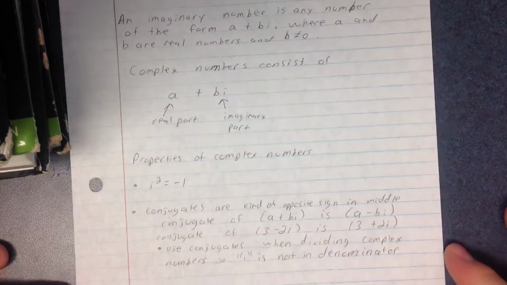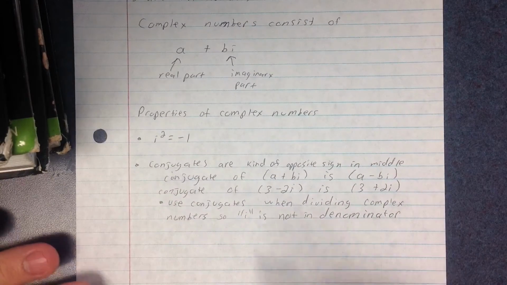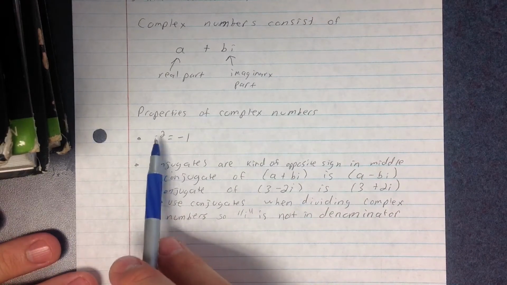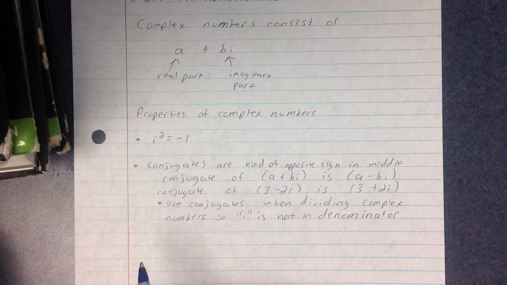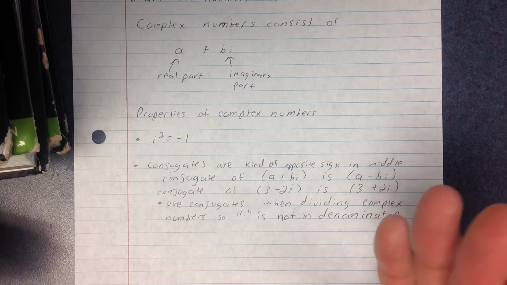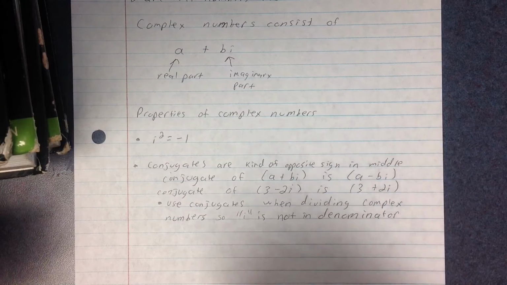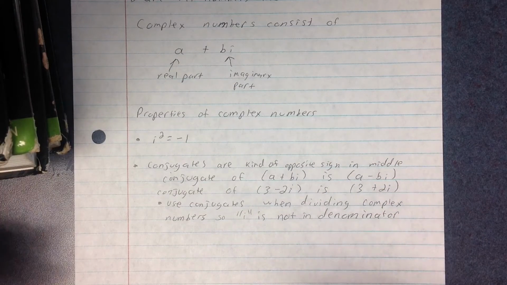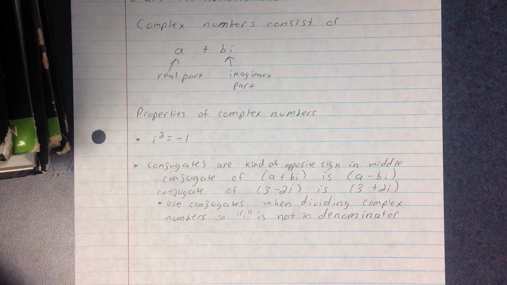Now, some properties of complex numbers that we need to be concerned about. i squared is -1, and that's just kind of a common fact that we've got to know and memorize, and we'll use the fact that i squared equals -1 when we multiply or divide complex numbers here in a little bit.